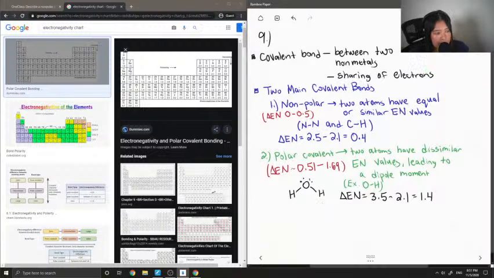But on a different note, we can also just quickly look at what an ionic bond is. So ionic bonds are between a metal and a nonmetal.